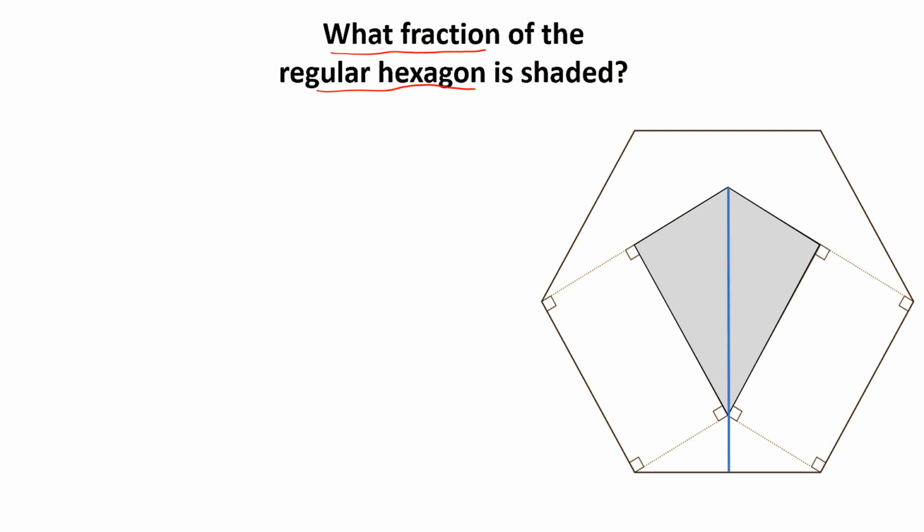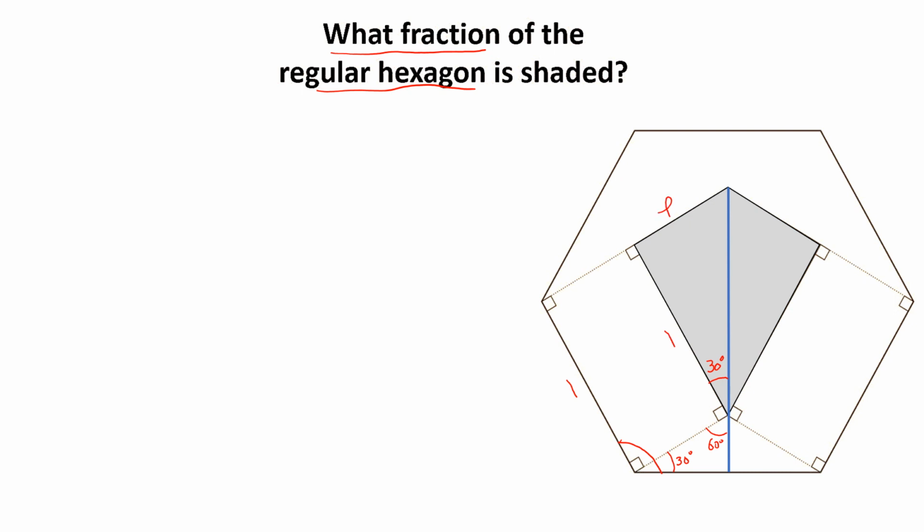Now we know that in every hexagon each angle is equal to 120 degrees. If this is 120 degrees, this angle is 30 degrees. If this is 30 degrees, this angle is 60 degrees. If this is 60 degrees, then this angle is 30 degrees. Let the side of this regular hexagon equal 1, then this length will also be equal to 1.